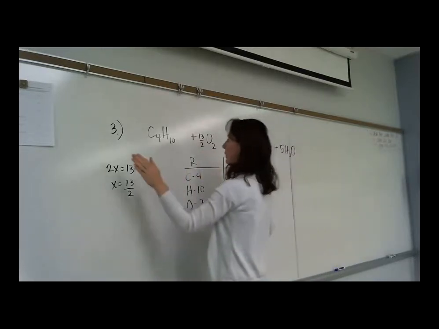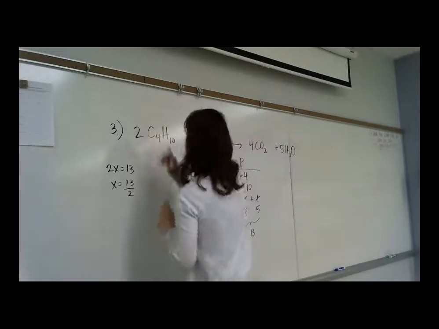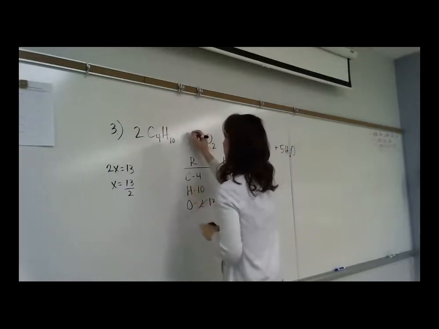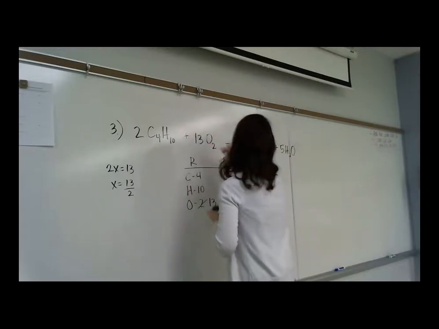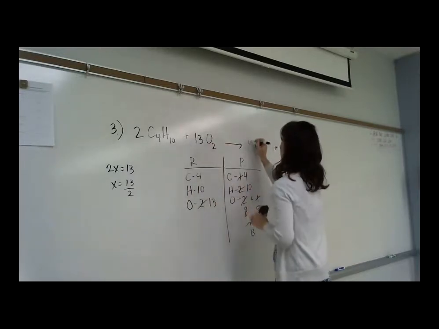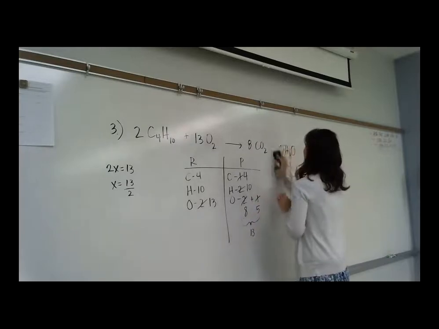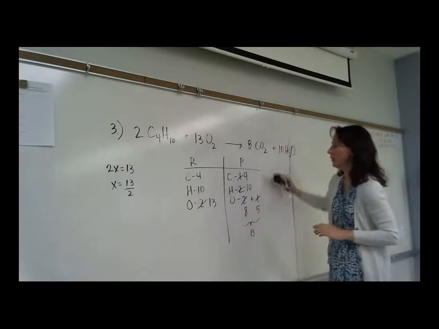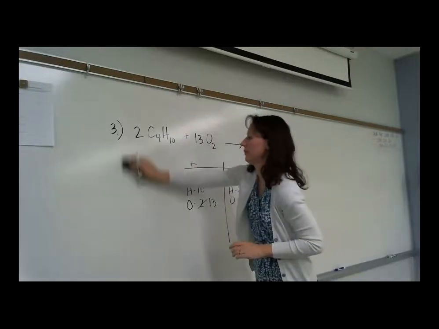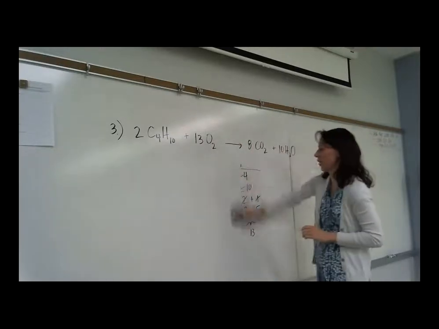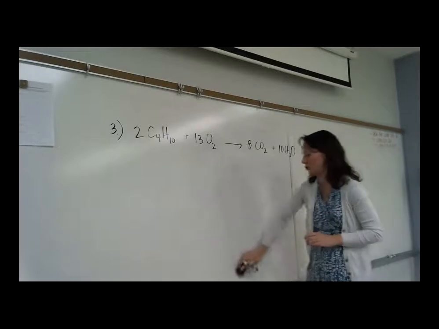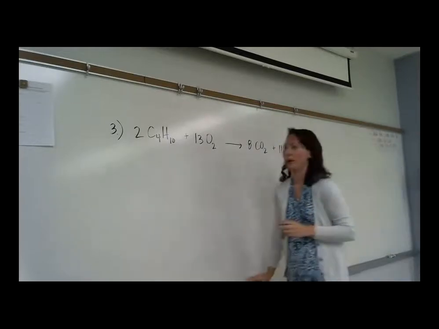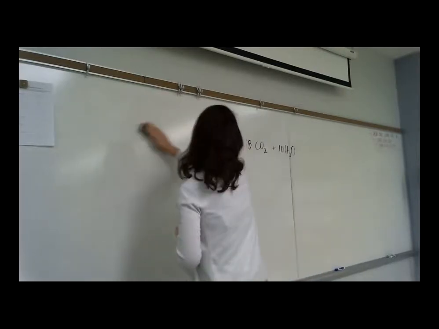So if I multiply everything by 2, 2 times 1 is 2. 2 times 13 halves is 13. 2 times 4 is 8. And 2 times 5 is 10. There's my final answer. Any questions on number 3, combustion of a hydrocarbon? All right, let's go on to number 4 then.